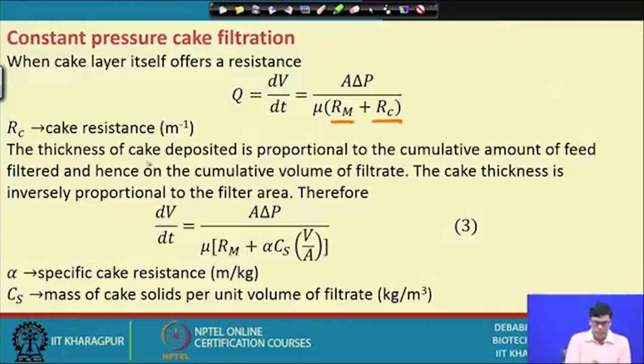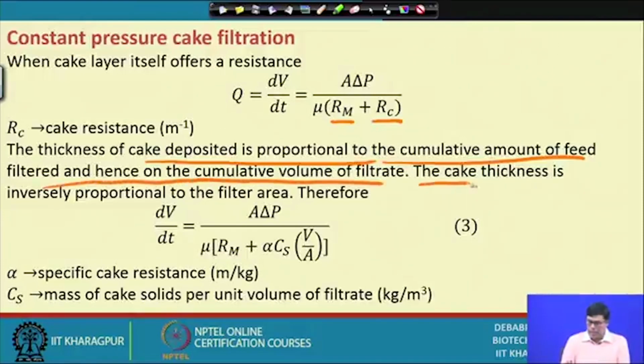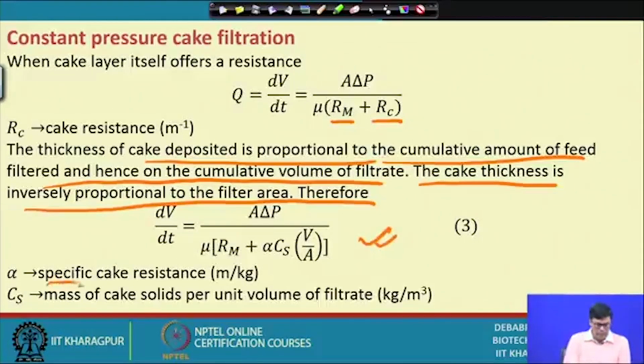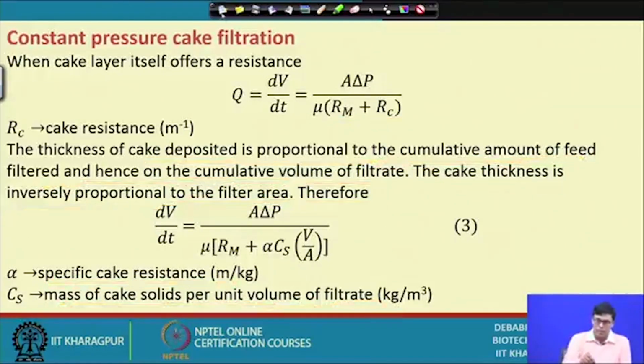So the thickness of the cake deposited is proportional to the cumulative amount of cake filtered, and hence to the cumulative volume of filtrate, and the cake thickness is inversely proportional to the filter area, and it can be written in this form, where alpha is the specific cake resistance in meter per kg, and Cs is the mass of cake solid per unit volume of the filtrate, expressed as kg per cubic meter.